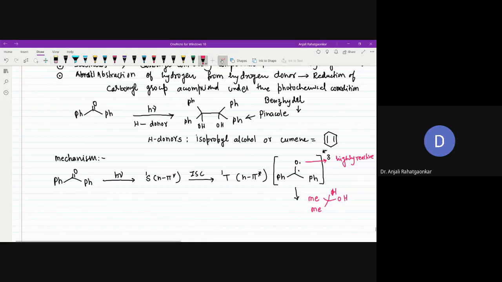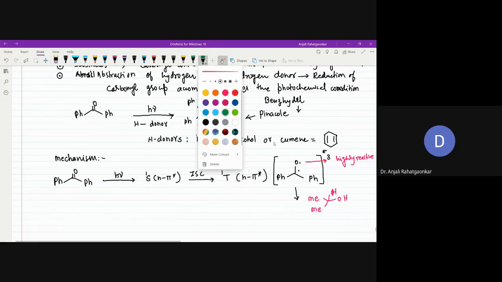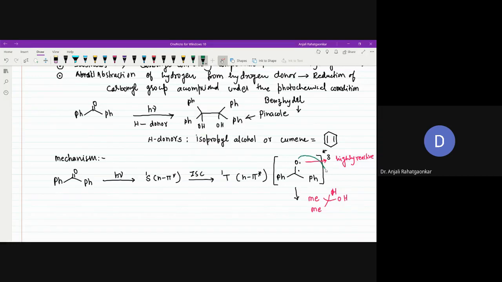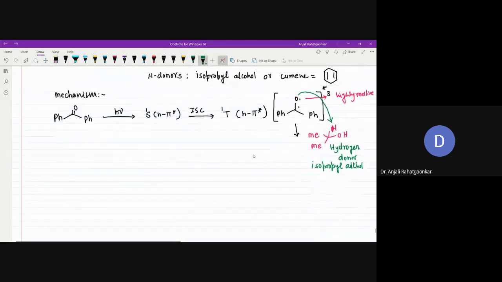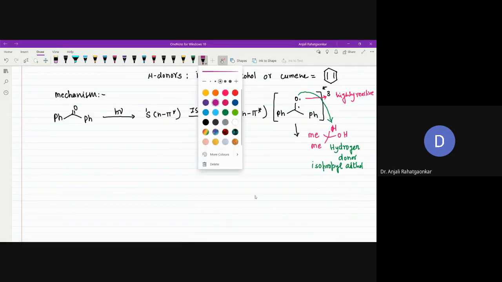So what is happening here? It abstracts the hydrogen. So oxygen abstracts hydrogen from this hydrogen donor. This is nothing but the hydrogen donor. This is isopropyl alcohol. Right. Now the proton is abstracted by the oxygen, and you'll get the formation of this product, this radical, of course.